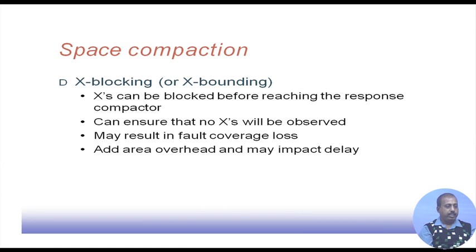Another possibility in space compaction is known as X-Blocking or X-Bounding. So, X's can be blocked before reaching the response compactor. We can say that if there is some unknown value coming, we can block that value. So, we can ensure that no X's will be observed. It is unknown, so we can stop it before it reaches the compactor.